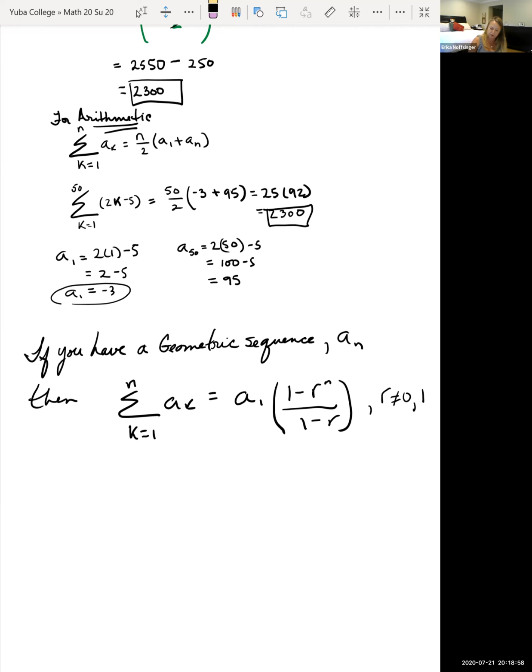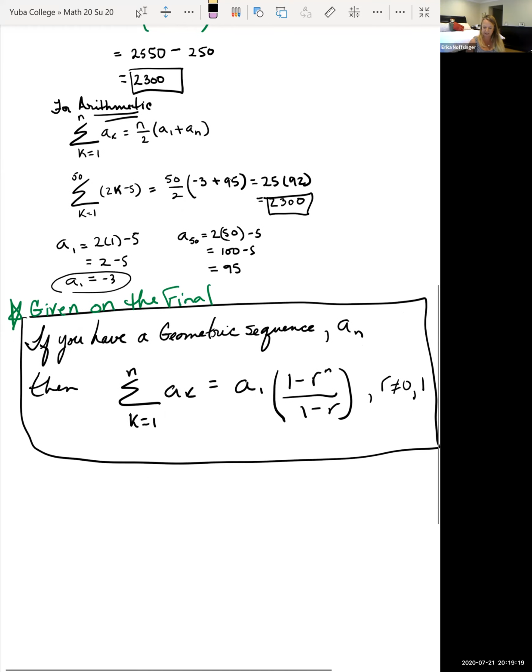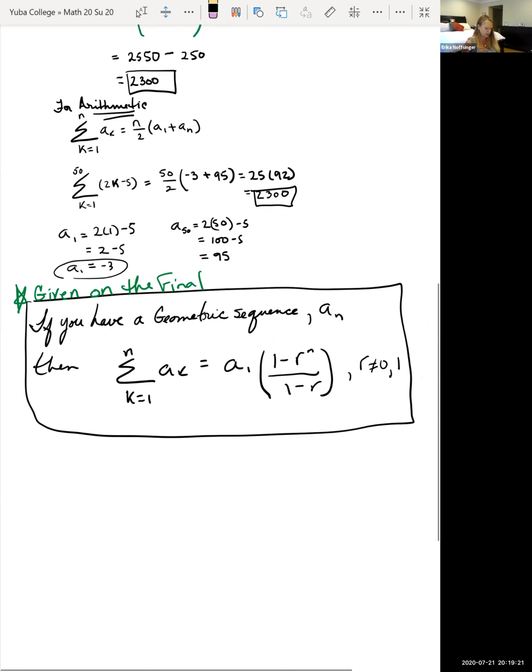But here's a formula. Again, I told you I'd give you certain ones on the test, and here's one that I'll give you. This will be given on the final. You just need to know how to use it and figure out your values.